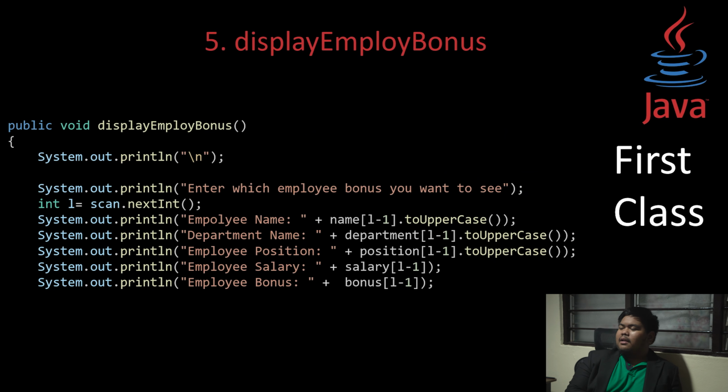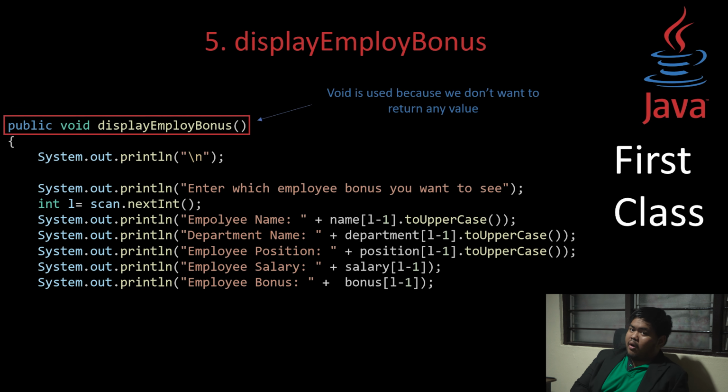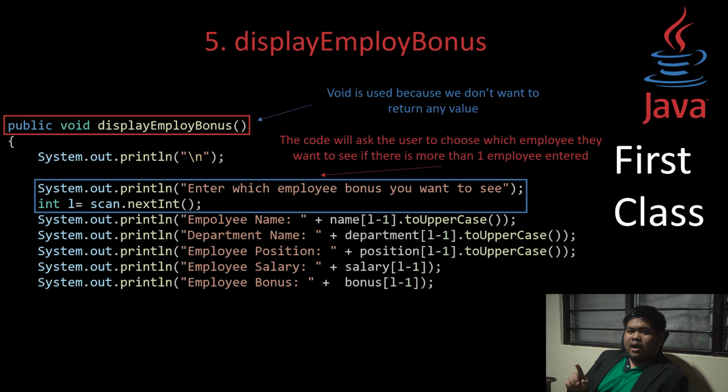Moving on to the 5th one. Display employee bonus. Void will be used because we do not want to return any value, and also put it as public because we want to use it in another class. And look at what I have highlighted here. The code will ask the user to choose which employee they want to see if there is more than one employee entered. It is like the first one, display employee info, and it's basically the same. If you want to see employee 3, then you have to push the number 3 on your keyboard. Then it will show all the bonus for employee number 3.